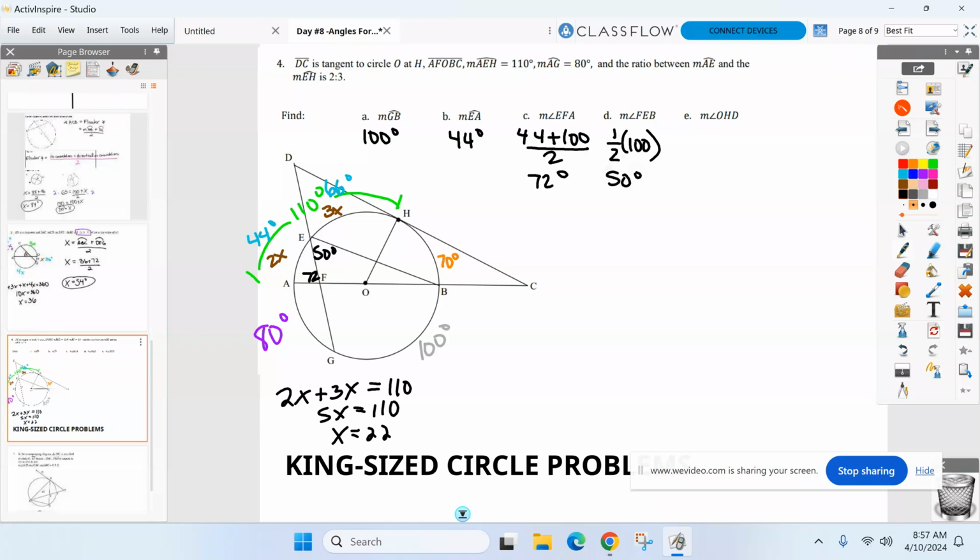And are you ready? OHD. No calculator needed. Just knowing your stuff. What's OH? Radius. Everyone hear that word, radius? What is point H called? Point of tangency. What happens when those two meet? We're done, just by knowing the fact. No calculations, nothing. That's a right angle. OHD. Radius drawn to a point of tangency is perpendicular. Woo! Welcome to the king size circle problems.